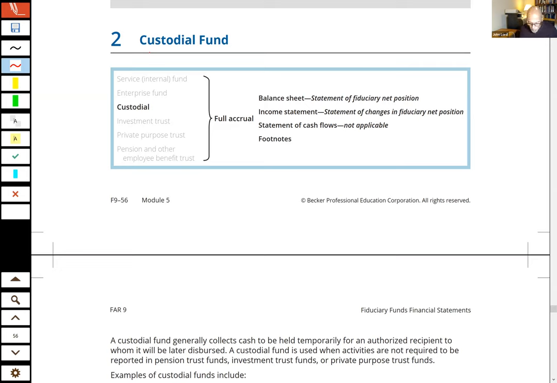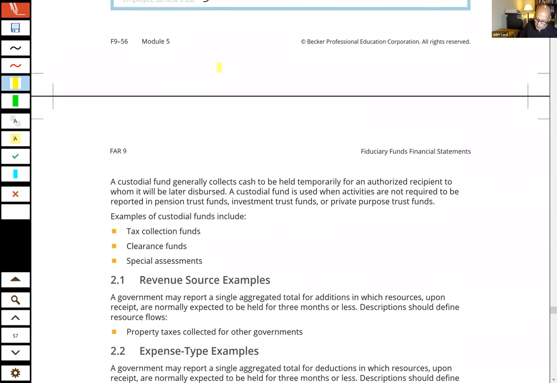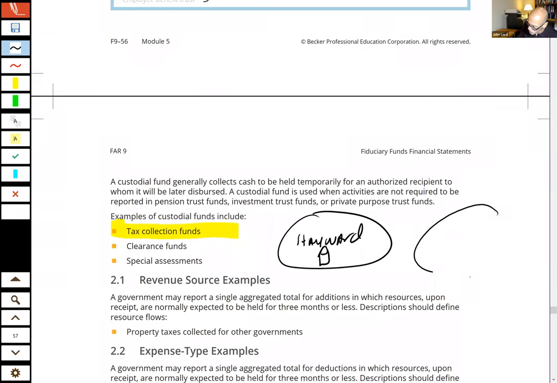Now, when we talk about custodial funds, let's take a look at examples of custodial funds and the tax collection fund. So let's use an example. Say you have the city of Hayward, and the homeowners in the city of Hayward have to pay their property tax. What they would do is pay their property tax to Alameda County, and it would be an Alameda County custodial fund, the tax collection fund.